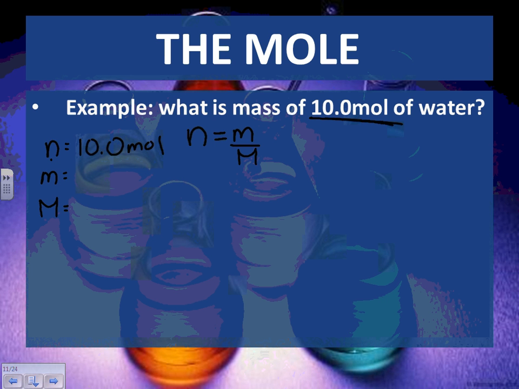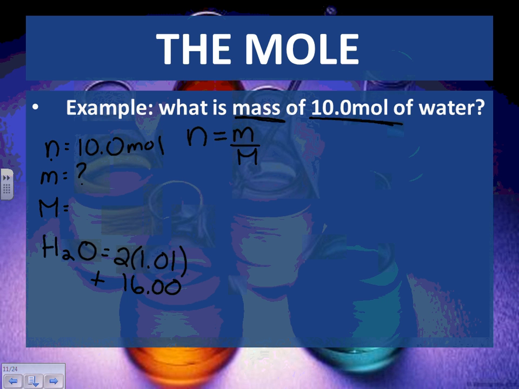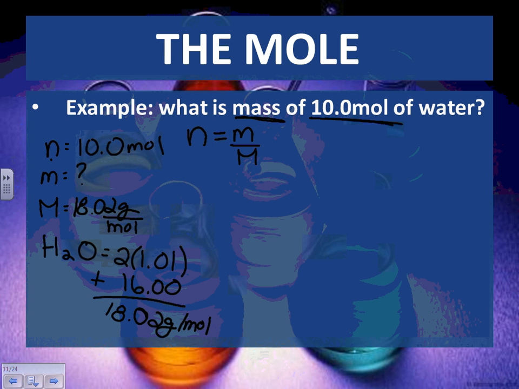It's asking me for the mass. So what am I solving for? Little m or big M? Little m. I'm looking for little m. My molar mass, it doesn't give me this in the problem, but we just learned how to solve for that. The molar mass of water is always the same for water. What's our formula? H2O. I've got 2 hydrogens, 1 oxygen. So my molar mass is going to be 2 times the molar mass of hydrogen, which is 1.01, plus I've just got 1 oxygen, so it'll be plus 16. I've got 18.02 grams per mole. This value, like I said, never changes for water. That's always the molar mass of water.